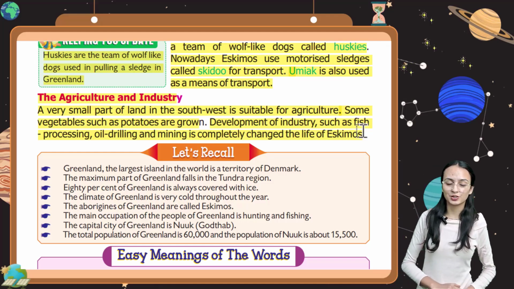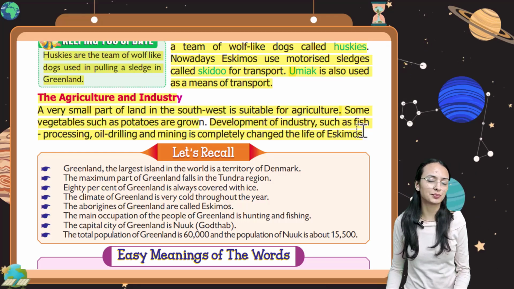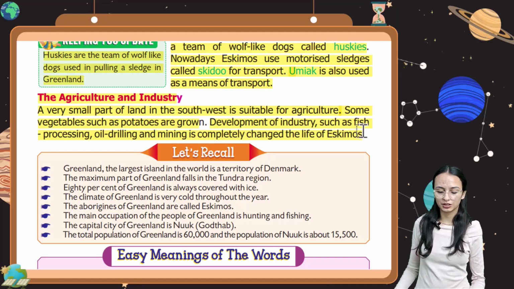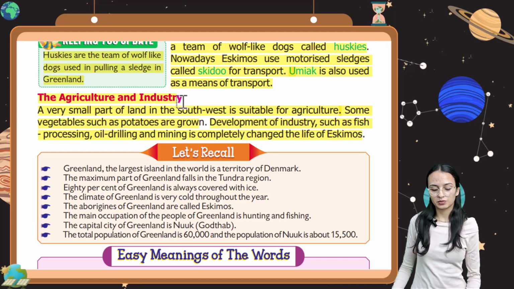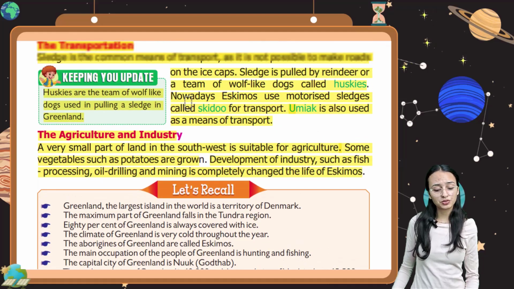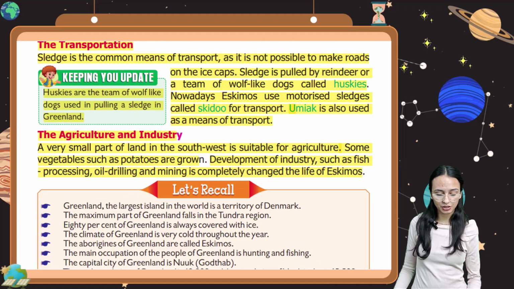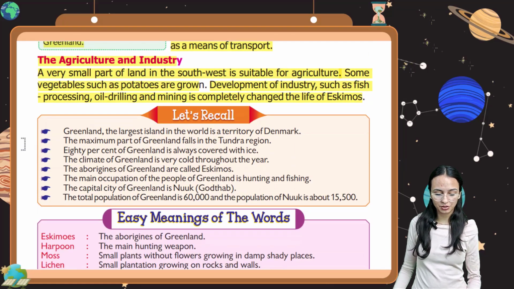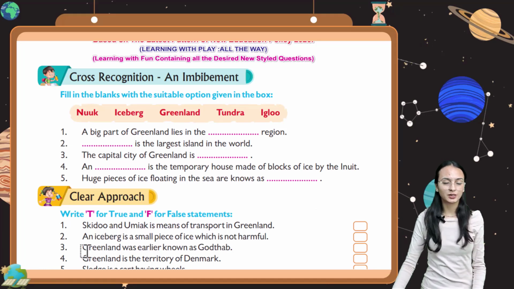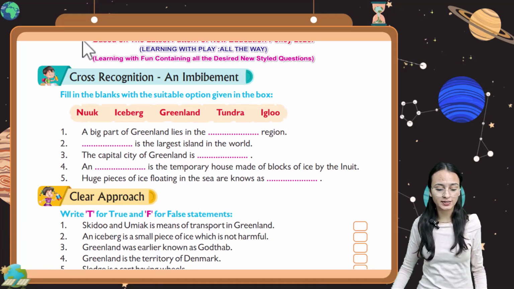So with this, we finish our chapter. It was a very interesting chapter about the people of Greenland, what main occupation they have, what their transport and communication is. When you reread the chapter, you can go through the Let's Recall part. It will provide a good summary for all of you. Now we will start with the assessments or the exercises.